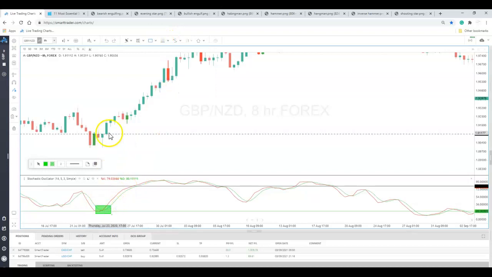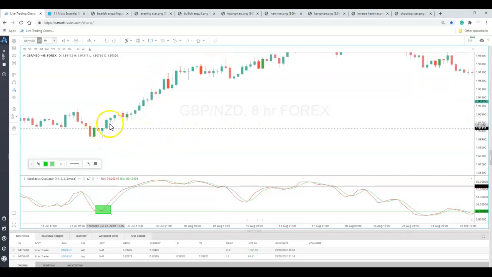Stochastics is oversold. That's a good entry. And look at this trade. Just continued to rally for like 400 or 500 pips or more. That was like 723 pips to the swing high. 4-hour, 8-hour chart, hammer. The higher the time frame, the more powerful these reversal candlestick patterns are.